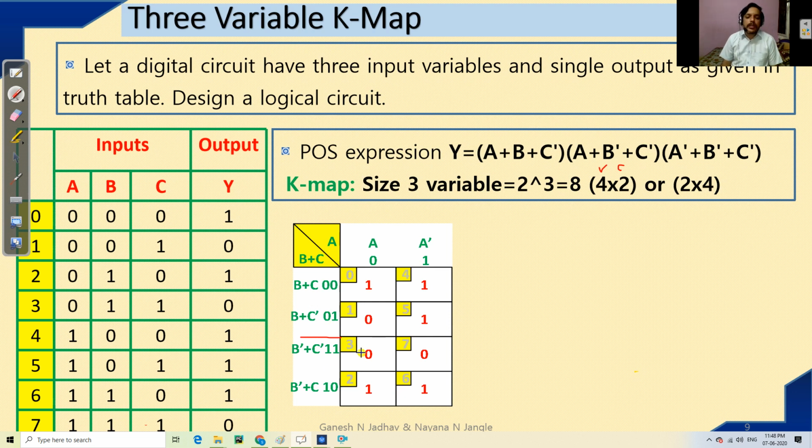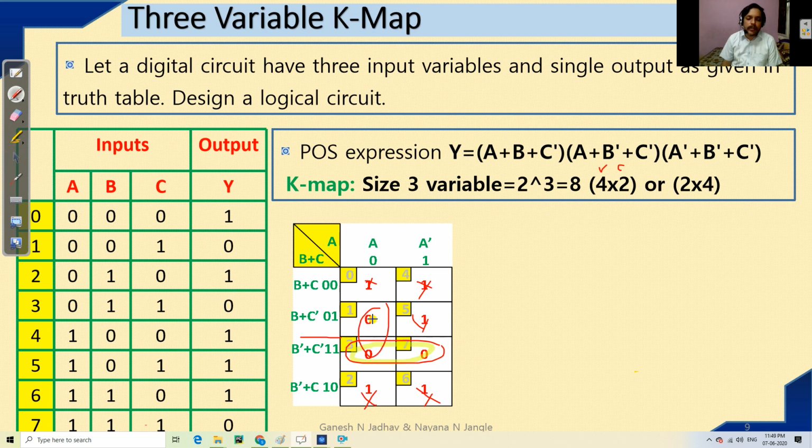So corresponding numbers are written, and I will enter all outputs with 0. We need not enter the output with 1. I have entered it for understanding, but you need not enter it while designing the K-map because it is in POS structure. In POS structure I have to make this group of 2, and I will make this group of 2.